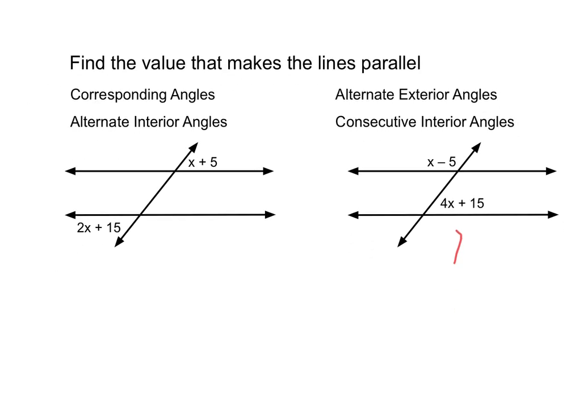On this picture here, we're using that relationship if they're parallel, or in order to make them parallel, then, for instance, on this one, what would be the relationship between those two expressions? What do we know about x plus 5 and 2x plus 15? First of all, what kind of pair would they be?